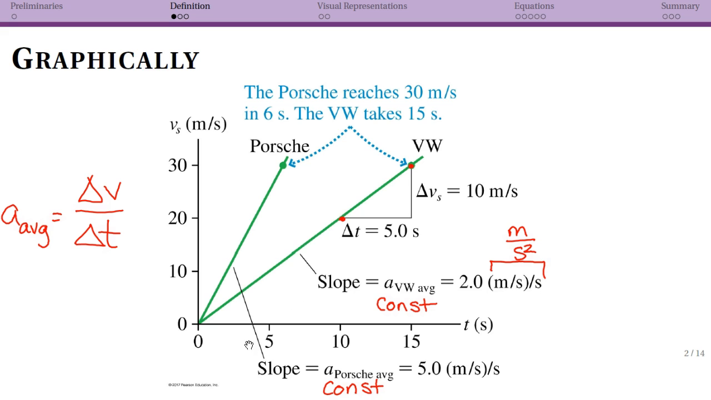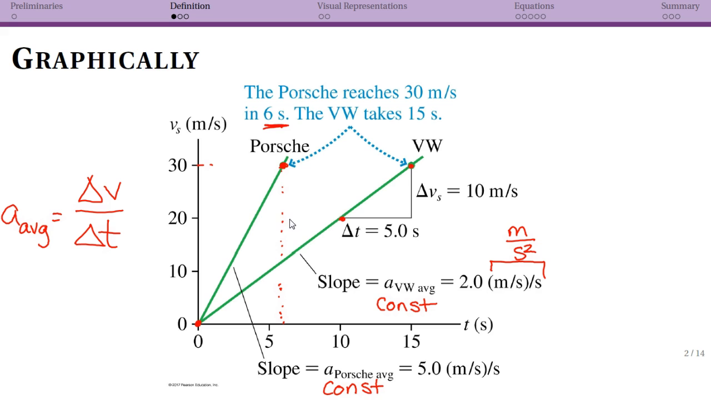Now if we look instead at our Porsche, and this is a little bit harder to see, if we take our initial point and this final point here, we have 30, that's not too bad, but now if we drop this down, it's not actually at 5, it's at 6 seconds. So 30 divided by 6 is 5 meters per second. Again, meters per second squared.